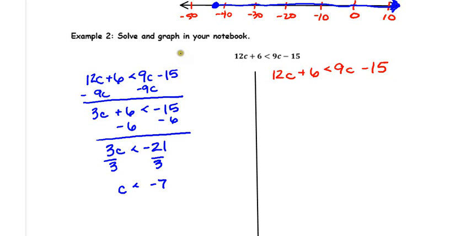But let's say we chose a different first step. So I'm going to change to my red pen now. I'm going to solve this one to the right. Let's say I didn't start by subtracting 9c from both sides, but I started by subtracting 12c from both sides.